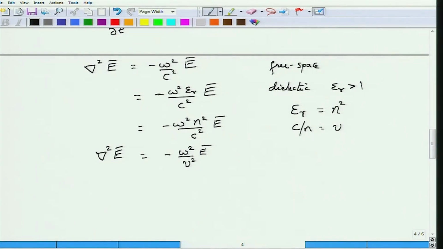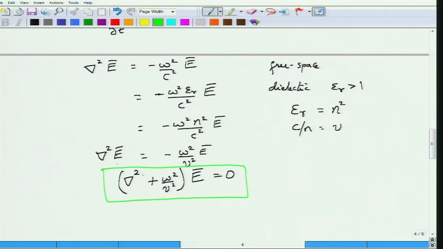Let's combine the left hand and right hand sides. So move the right hand side to the left hand side. What we get is del square plus omega square by, sorry, I am still in free space, but actually now I am in a dielectric, times E is equal to 0. This equation that we have contains no explicit time dependence. So it is important to write this as no explicit time dependence. Time dependence is there. Where is the time dependence? Time dependence is sitting in this electric field itself.